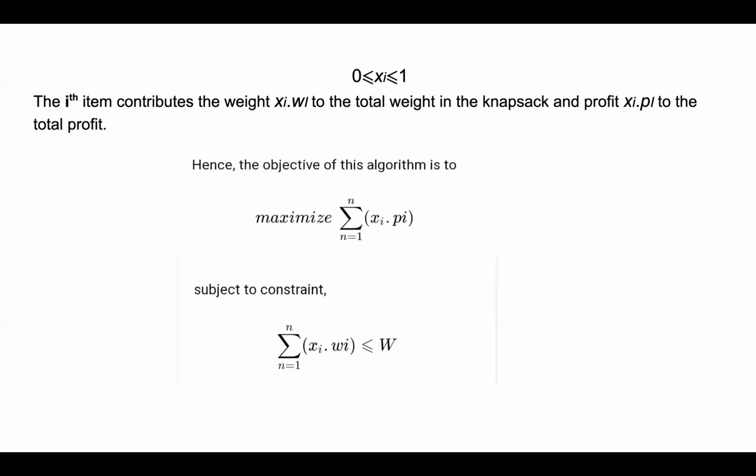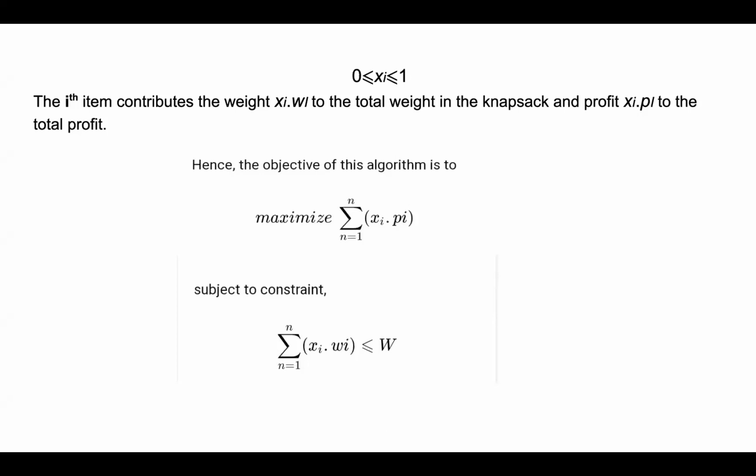What we have to maximize is profit. From i equal to 1 to n, xi into pi is to be maximized. So the function given is: maximize the summation i equal to 1 to n of xi into pi.